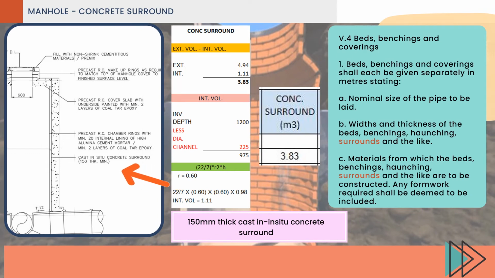150 mm thick cast in situ concrete surround. To calculate concrete surround, external volume minus internal volume. For external volume, it is the same as the excavation pit, and for internal volume, invert depth less diameter of channel, which is 1200 minus 225, and we got 975. And then we use the formula pi times r squared times height. The r is 0.60, and then we got the internal volume 1.11.